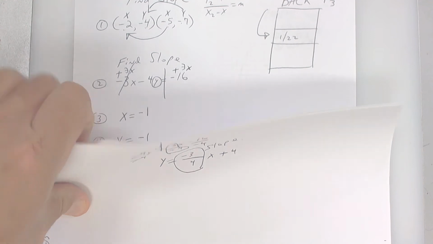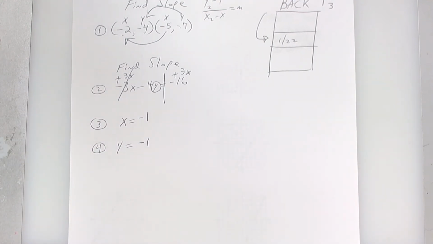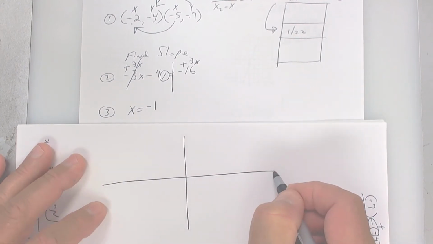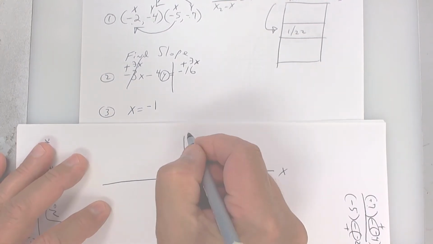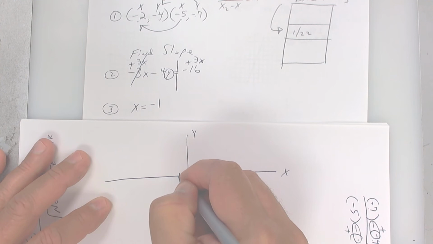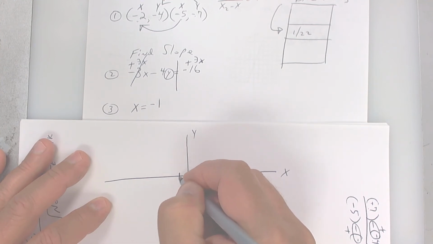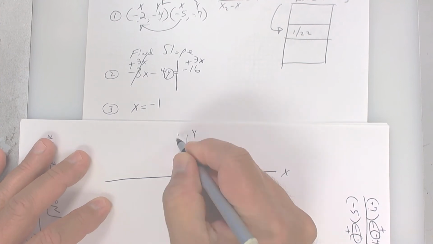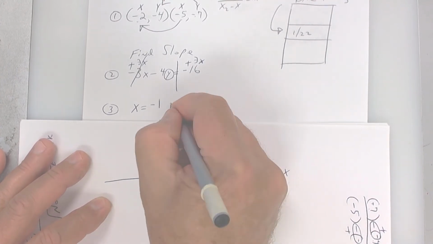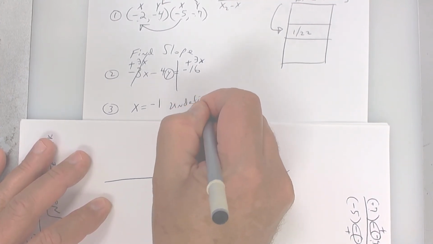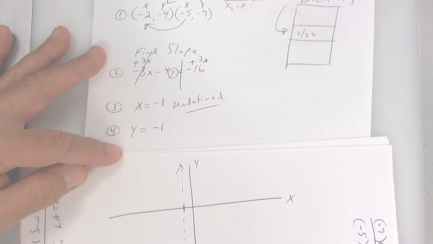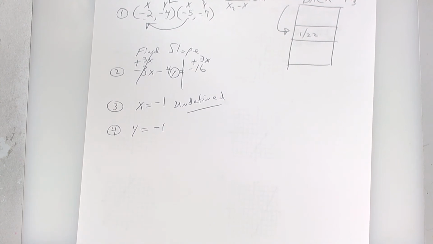All right, let's take a look at the next one. The next one, x equals -1. Well, draw a graph. This is your x, this is your y. Go to -1. Put a tick mark, don't put a dot. So the line looks like this. Every vertical line is undefined slope. There's no definition for it. So undefined slope.